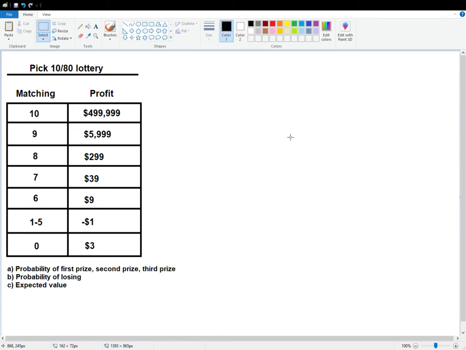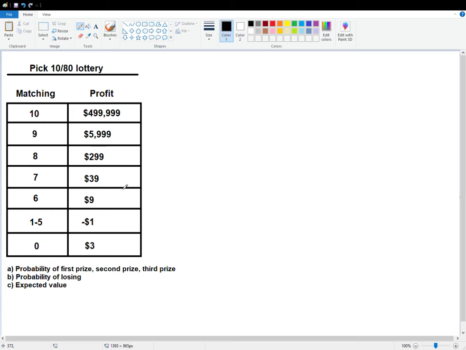Hey guys, today I'll be doing problem 32 from section 3.5, and this is a combinations problem that deals with probabilities and expected values. The problem starts with a lottery game where the lottery ticket chooses 10 numbers out of 80 possible numbers, and we also choose 10 numbers out of 80 possible numbers. The way to win is if we match 10, 9, 8, 7, 6, or even 0 of the numbers on the lottery ticket. So if we match any of those, then we win and we make some profit.